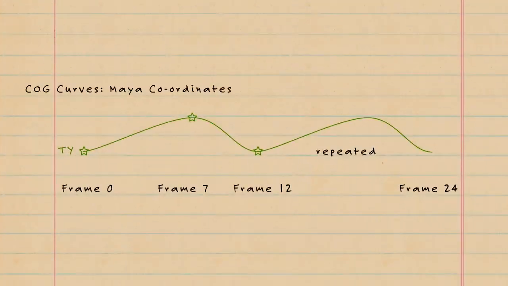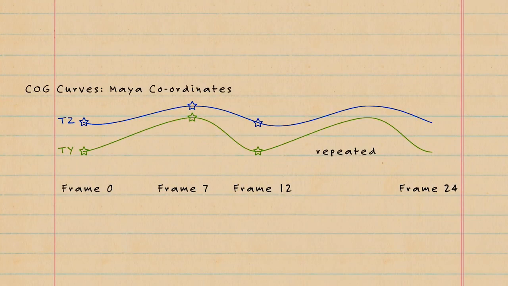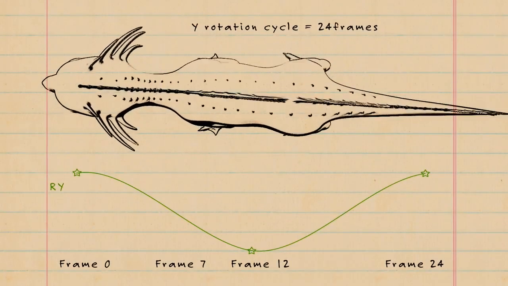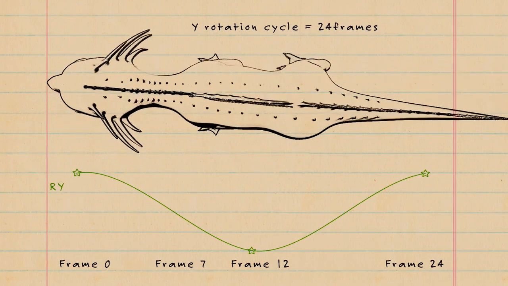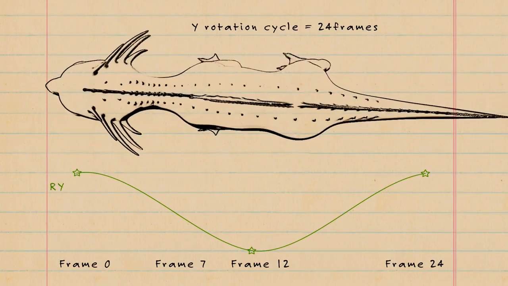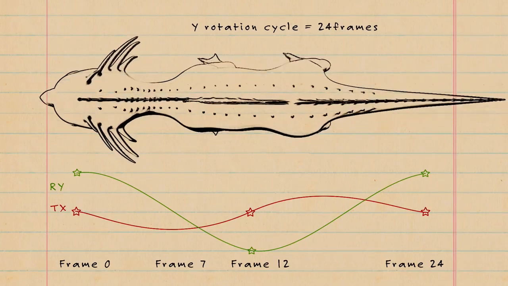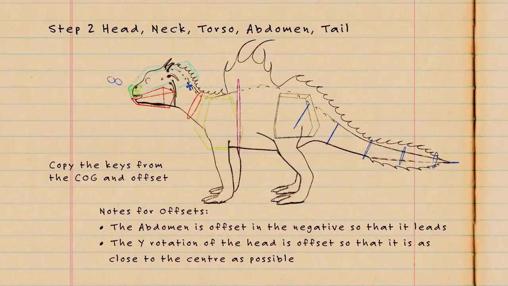Now, if you look at the curves here, we can see that I've also applied a gentle forward and backward motion shown in blue with the Translate Z channel. There's also a slight rocking in the Rotate X channel as well. If we have a look at the top view, we can see that the Rotate Y is there to simulate the forward stride of each foot, and there's a little side-to-side motion in the Translate X channel as well.